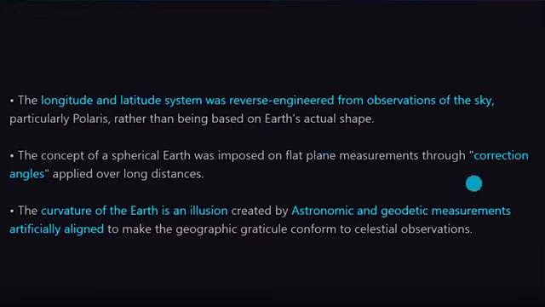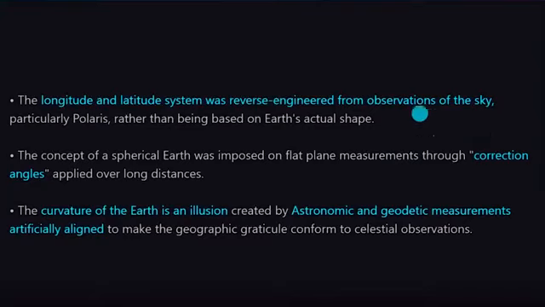The spherical Earth was imposed on flat plane measurements through correction angles, meaning geodesic surveying, which we're going to go into a little bit at the end, because we need to know how planar surveying is one thing, but how geodesic surveying takes the planar measurements and then makes all sorts of corrections to the same long lat system based on angles to the stars.